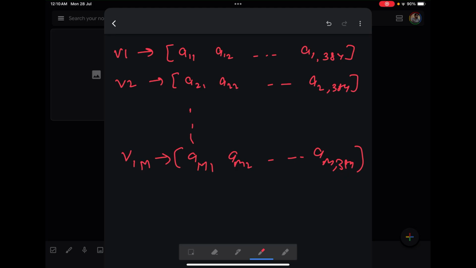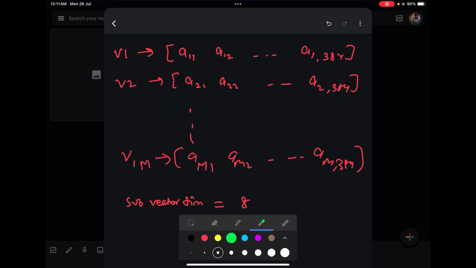So the idea is that for each vector, we choose something known as the sub-vector dimension, and let's say we want to split each of our vectors into sub-vectors of size 8. In that case, how many sub-vectors are we looking at? 384 divided by 8, which will be 48. What this means is, I will divide this, let me write it in a different color.